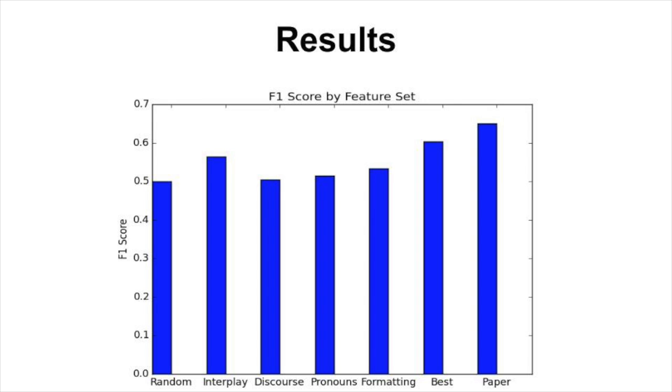So this is a graph of the individual best results working in isolation plus the best combination of them. That's the bar second from the right. Notice that our best is almost as good as the Tan et al. paper, represented by the far right bar.